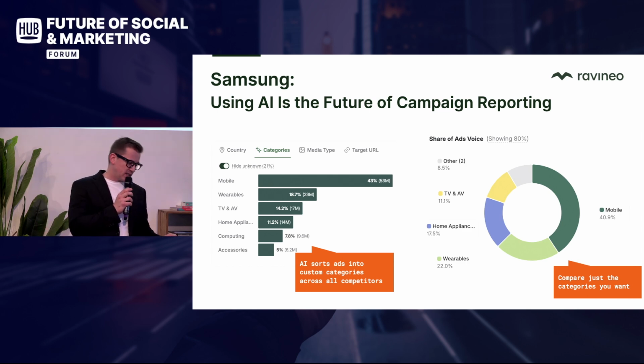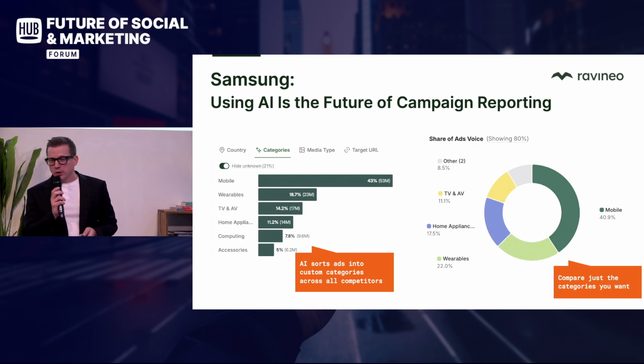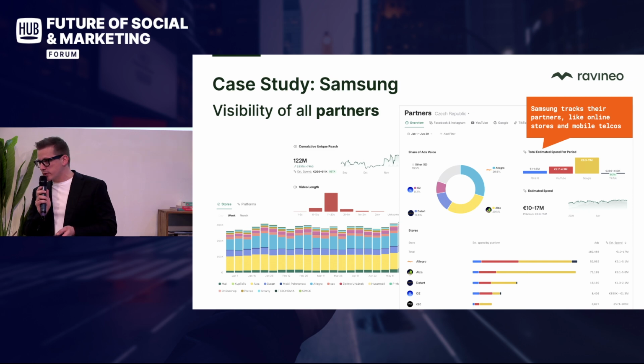Again, 1 year ago, these AIs that could do this didn't exist. If you wanted to do this manually, you couldn't have. We are talking about hundreds of thousands of advertisements. This today is available, and in a few clicks we have this. But not only can we do this, Samsung also is looking at its own partners.